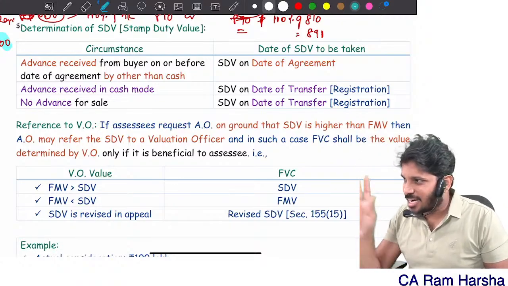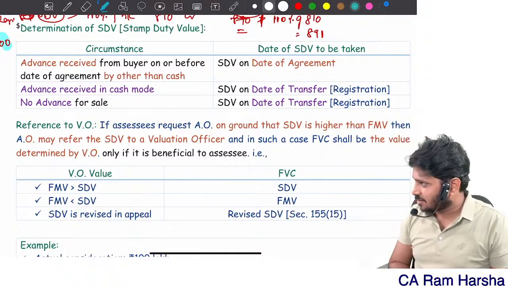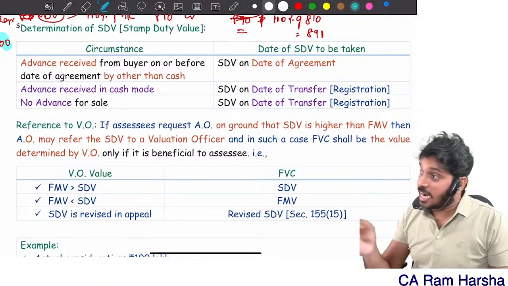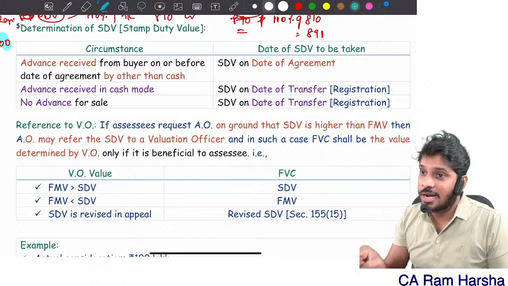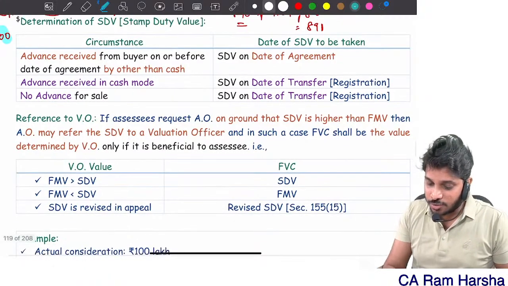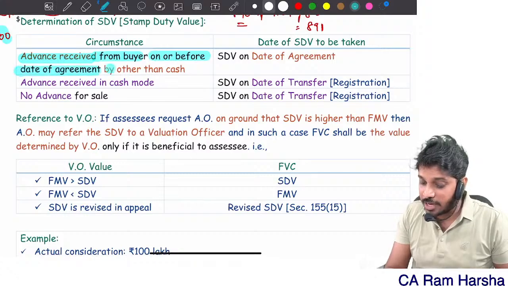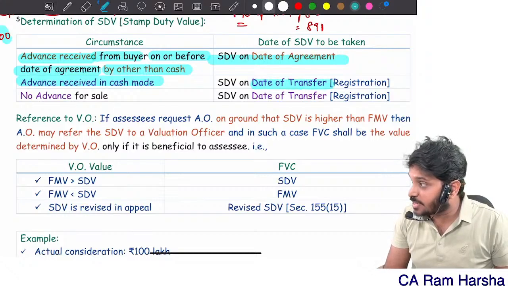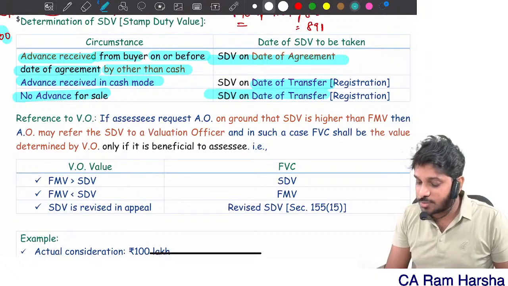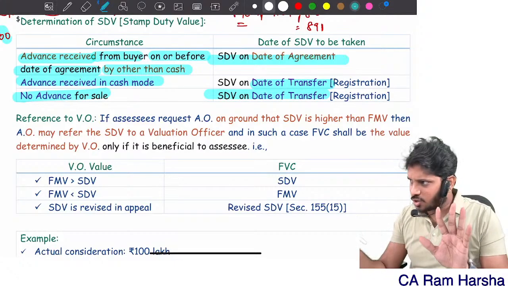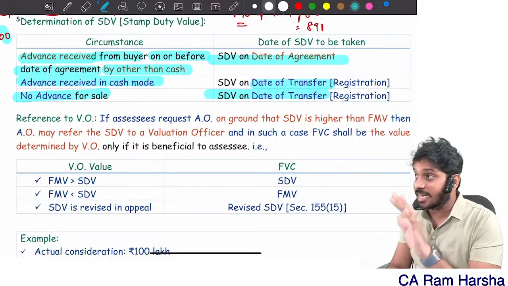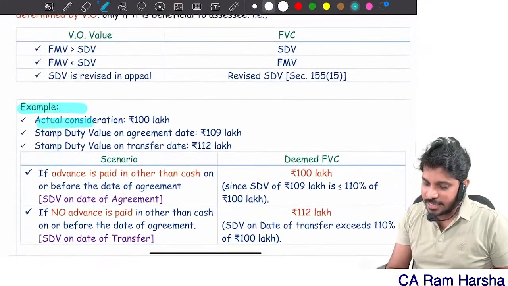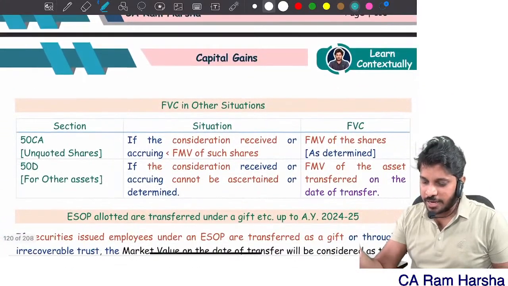Suppose I don't have any advance. Agreement itself is not there. Then you should compare stamp duty value on the date of registration. Sir, advance is there, but in cash. Stamp duty value on the date of registration. You see, advance received from buyer on or before date of agreement by other than cash, agreement date. Advance received in cash, date of transfer STV. No advance at all, date of transfer STV. Are you clear? Yes or no? Full value of consideration you should decide like this for immovable property. Suppose I am selling, here I have given an example. You see this example later. You download this PDF and then see that later.